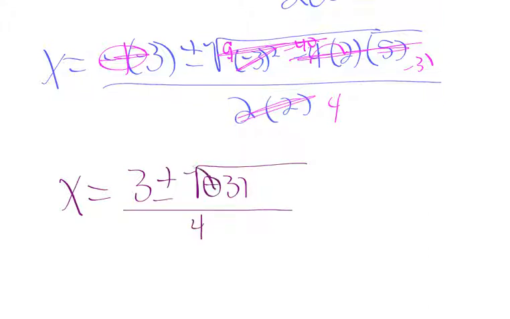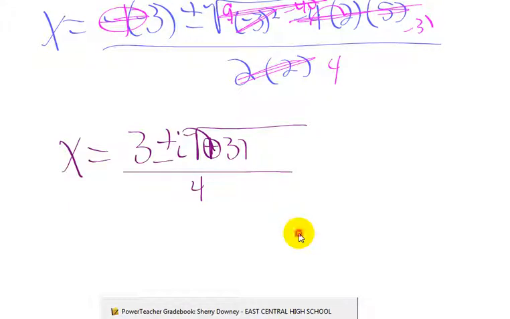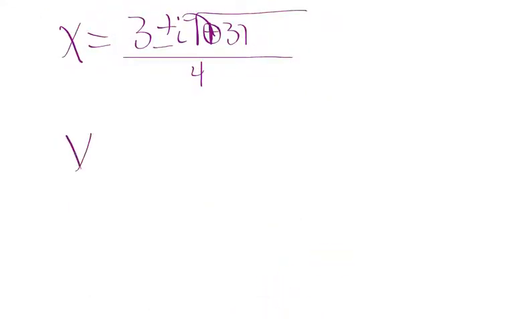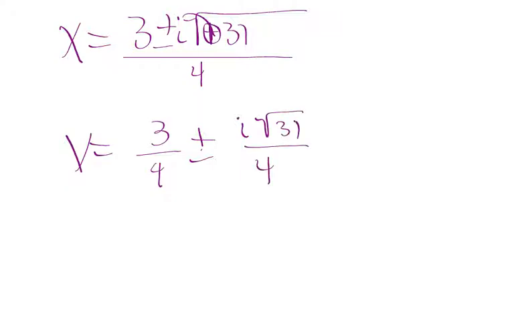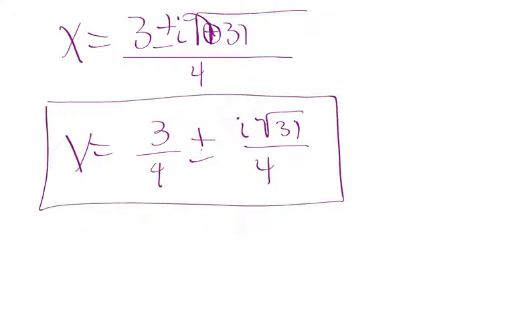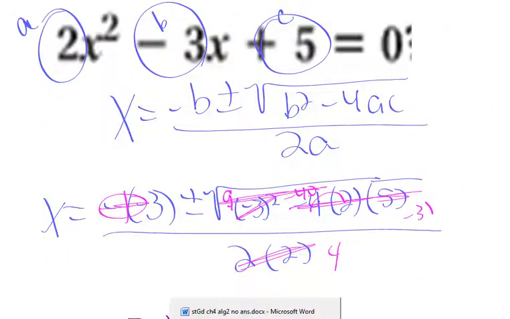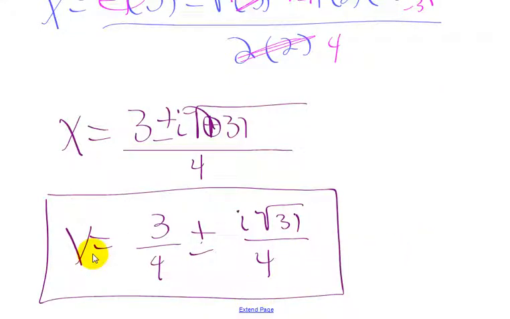And this needs to go out, so make it an i. So our final answer is x equal 3 over 4 plus or minus i radical 31 over 4. And that's our answer. Okay, so there it is. There's your answer. And that concludes not just this lesson, but our chapter.